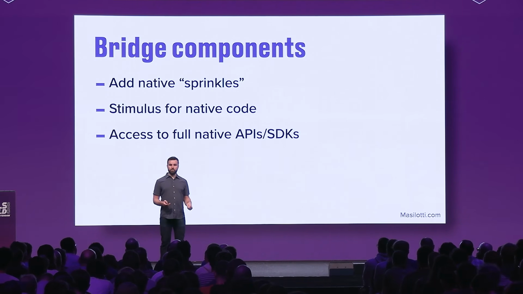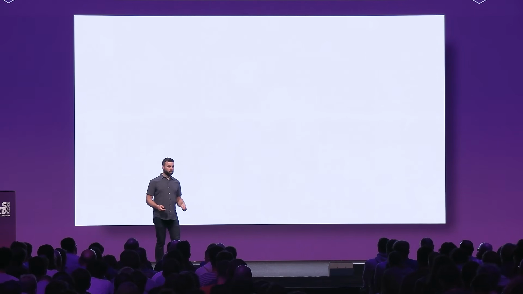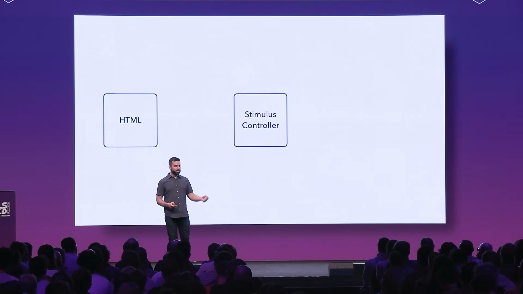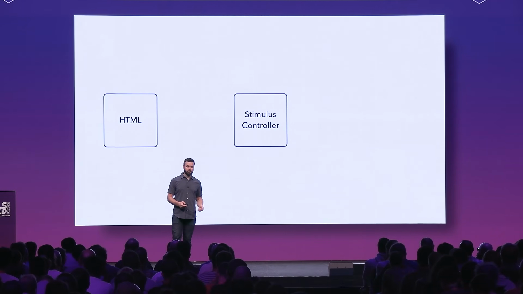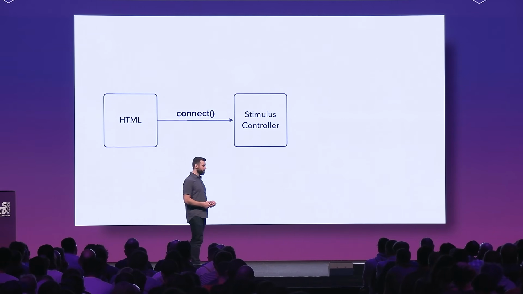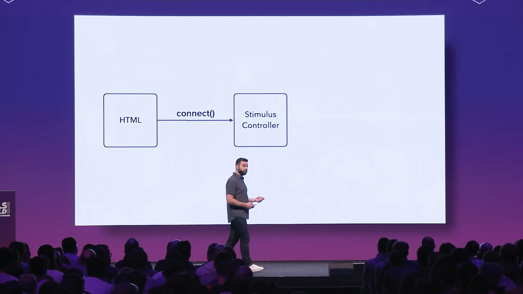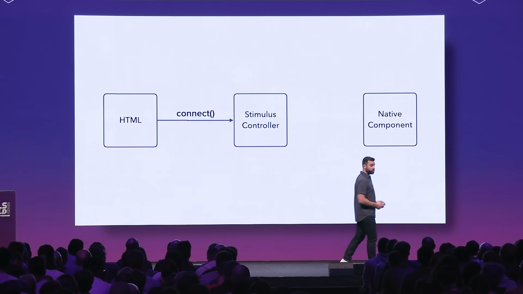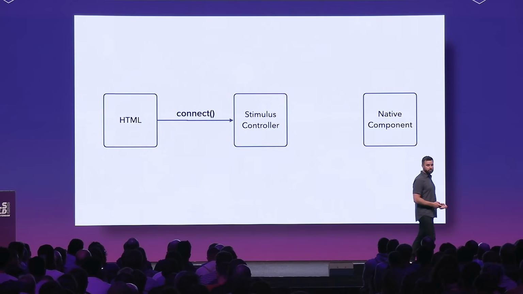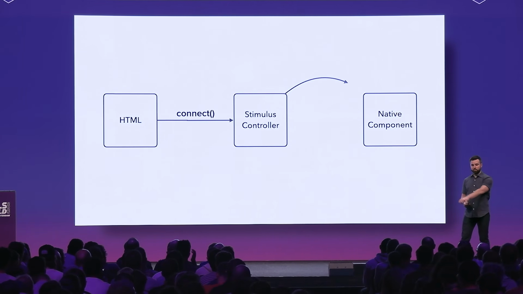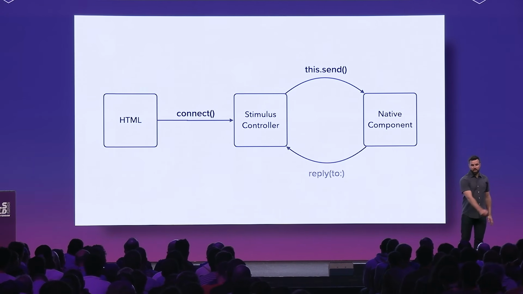So let's take a look at the architecture of these. We'll start off with a plain old Stimulus controller. Nothing new here. And when that data controller appears in the DOM, the connect method fires. Now, bridge components offer a third piece of this puzzle, the native side. This would be written in Swift for iOS or Kotlin for Android. When the Stimulus controller wants to communicate to the native component, we fire this .send in JavaScript. Then the native component replies back with a primitive.